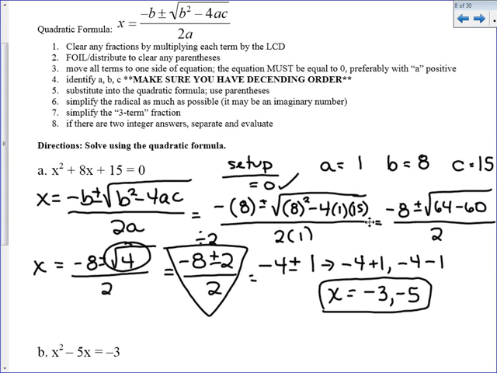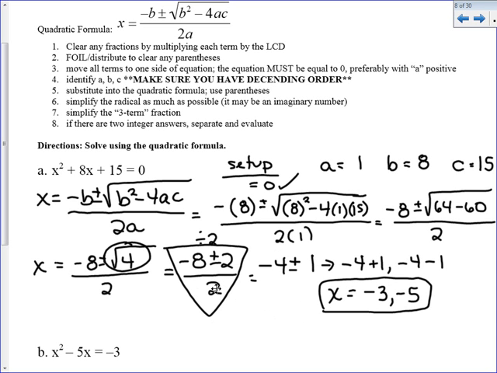Now your other option would have been at this stage right here, instead of dividing by 2, you could have split. You could have done negative 8 plus 2 over 2 and negative 8 minus 2 over 2. And you would still get a negative 3 and a negative 5. So it's up to you whether you simplify and then split, or split and then simplify. They both work out the same.